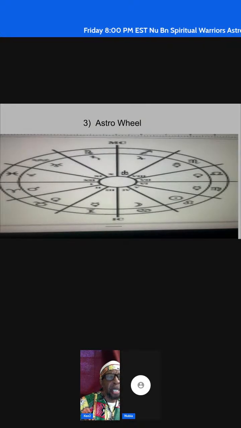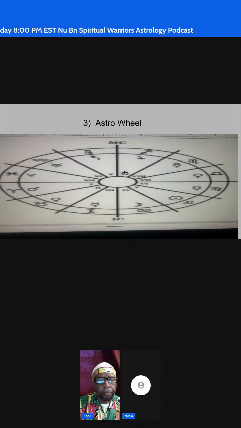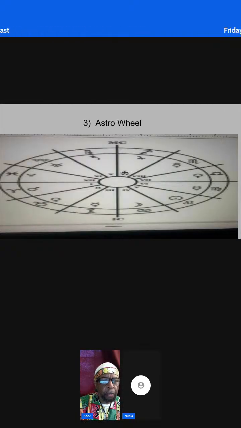Now, as you look at this astrological wheel, let's look at the first house. You'll see in the first house, you have the planet symbol for Mars. And next to it is the astrological sign for Aries. Okay, so what that's basically saying is that the first house is the home for the planet Mars and is ruled by the sign Aries.